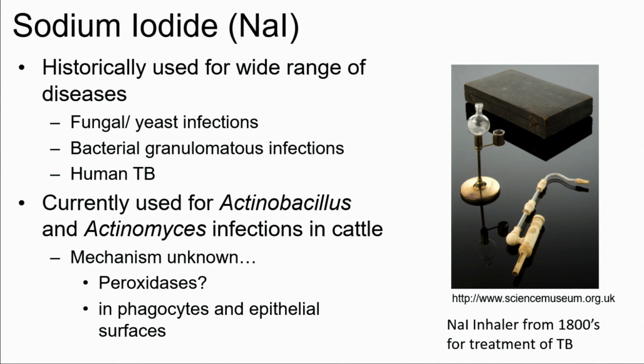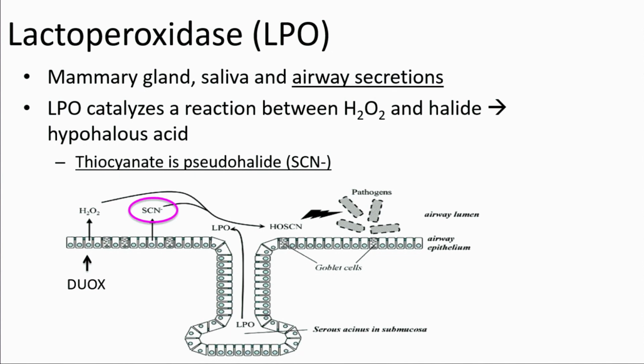Currently, we bovine veterinarians use it for actinobacillus and actinomyces infections in cattle. But despite this long-time use of this substance, we still don't really know what its mechanism of action is. One possibility is that it could be a substrate for peroxidases. And peroxidases exist in our white blood cells, such as phagocytes, and they are also present on our epithelial surfaces.